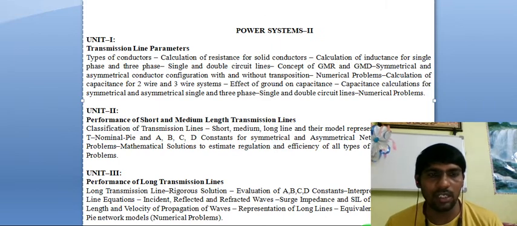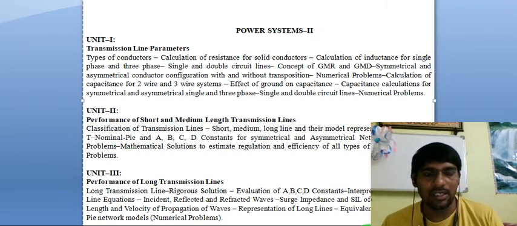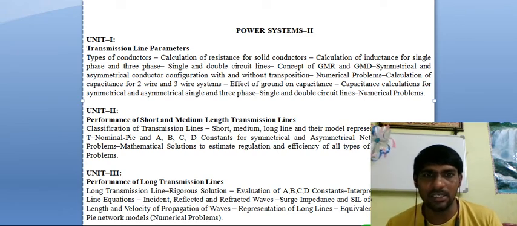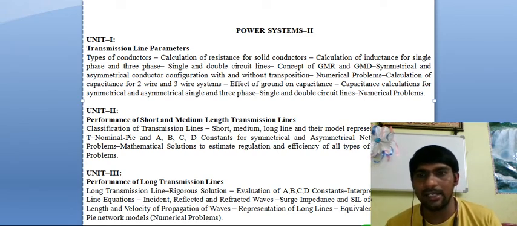In unit number 1, transmission line parameters. The name gives the meaning: transmission line parameters. Is it clear or not? In this unit we need to focus on the transmission line parameters itself. We know we have 3 transmission line parameters: resistance, inductance and capacitance.